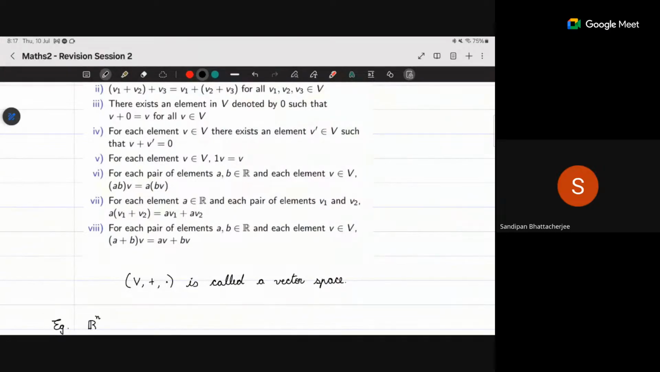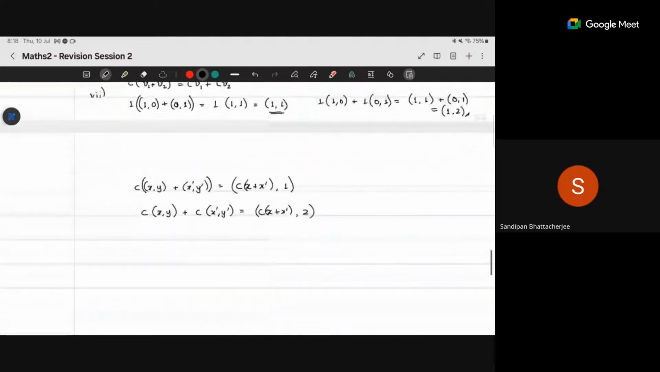8 once again will not hold because a plus b times some (X, Y) will have second coordinate as 1. But a times v plus b times v will have second coordinate as 2. Check that this does not hold.